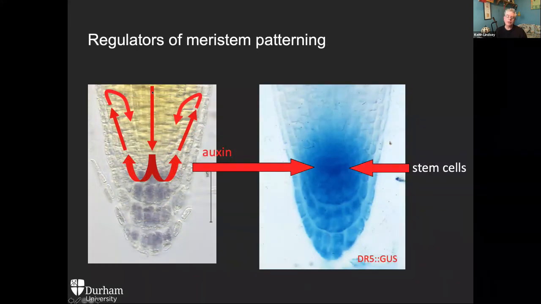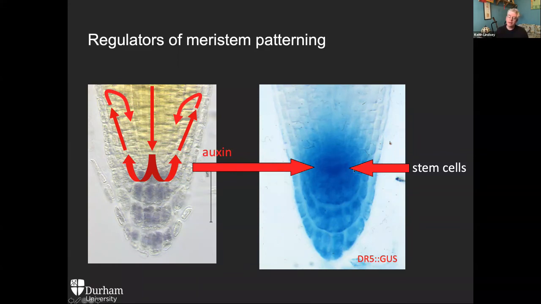So auxin is actually produced primarily in the developing leaves, in large concentrations, and shunted down the plant to the root tip and to other parts of the plant. And auxin moves around by virtue of those transporter proteins to form this sort of inverse fountain, where it accumulates at the highest concentration around the center of the meristem. This is where the stem cells are.